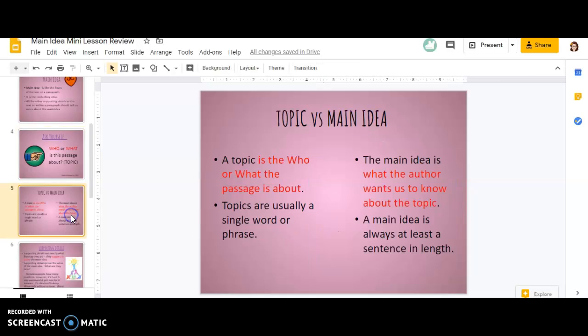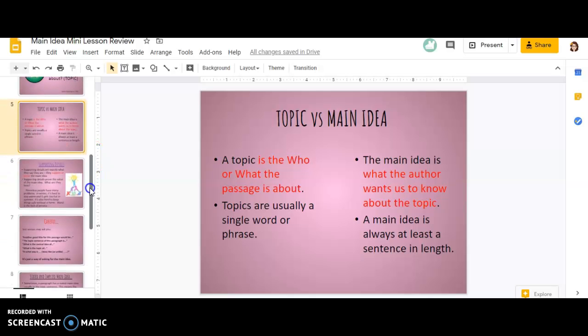So just a quick review of the difference between topic and a main idea. A topic is the who or what the passage is about. The main idea is what the author wants us to know about that who or what, right? Topics are like one word or a phrase. A main idea is usually at least a sentence in length and can be backed up with supporting details from the passage.